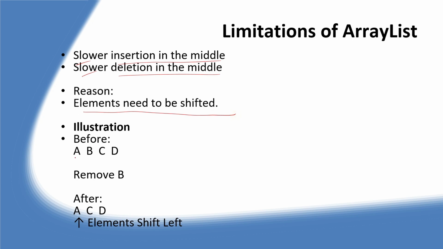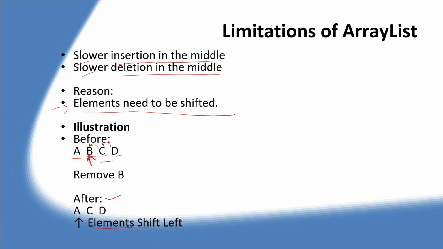How? Let's see an example. Let's say we have 4 elements A, B, C and D, and we want to remove element B. Removal is very easy, it is removed, but after removal this space will be empty, right? So C should come here and D should come here. So there is shifting of elements. That's why it is slower, and the reason mentioned here is that elements need to be shifted left so the remaining elements maintain the correct order.